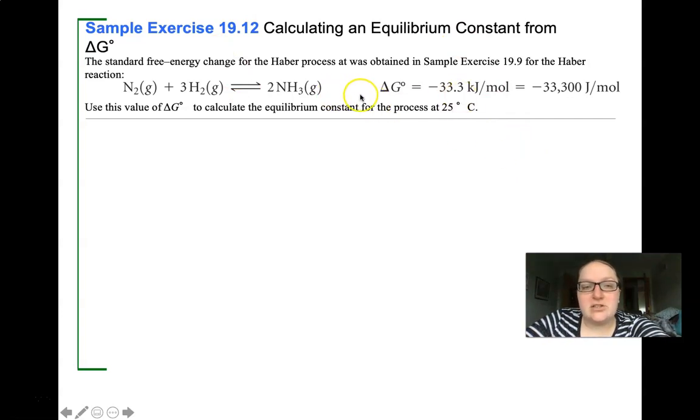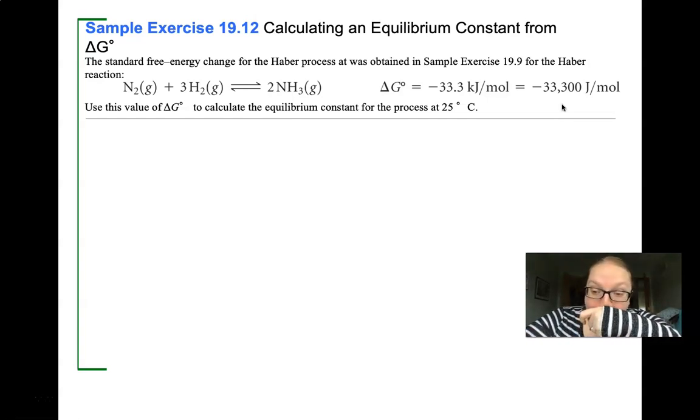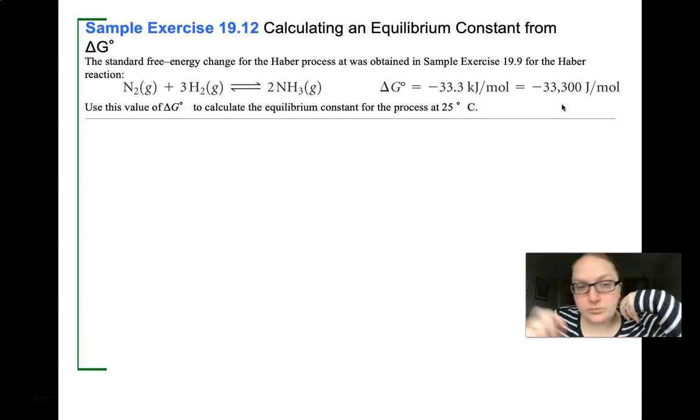Up here we're given delta G naught in joules per mole. In this particular problem, instead of having you convert the R to joules, they've converted the delta G to joules for you. You can use it this way. You can use the kilojoules per mole method. I don't care either way. Just make sure you're consistent. If you're using kilojoules, use kilojoules with the R. If you're using joules with the delta G, use joules with the R.